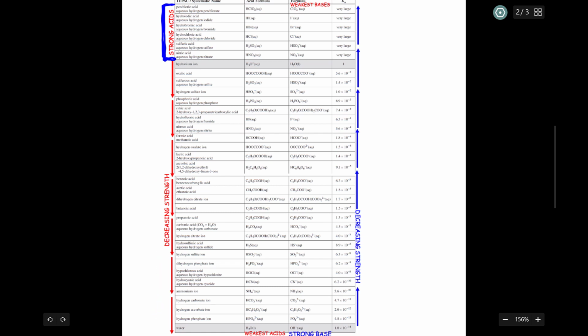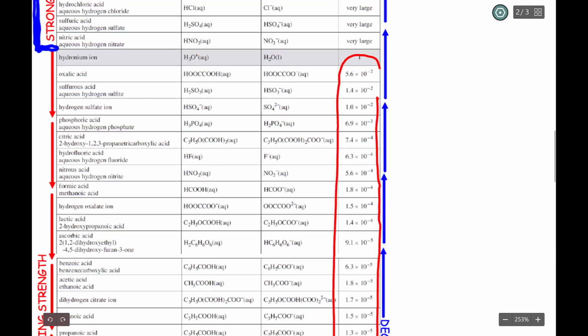Now, what does that actually mean? When an acid becomes less strong, it ionizes less, which means it produces less hydronium. If you produce less hydronium, you're producing less acid, and therefore you're a weaker acid. These K values on the right-hand side tell you essentially how many products you have. And the product, of course, if you're looking at it in terms of acid, is H3O+.